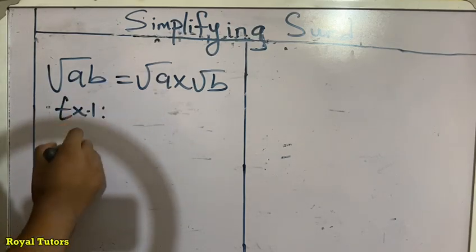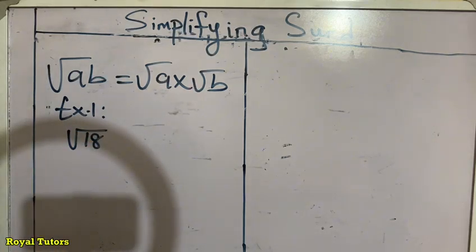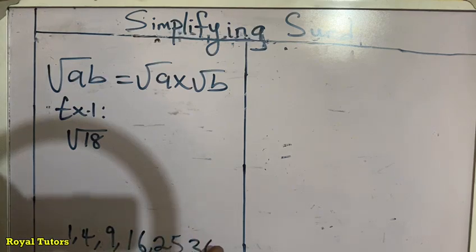Example 1. Let's say you have root 18 and you are asked to simplify root 18. I always advise my learners that the first thing you want to do is to write out some square numbers, even before you start doing anything, so that it will be much easier for you. So the square numbers: we have 1, 4, 9, 16, 25, 36, as such.